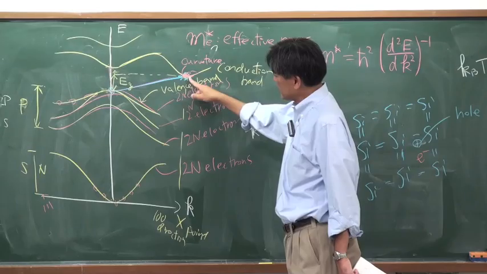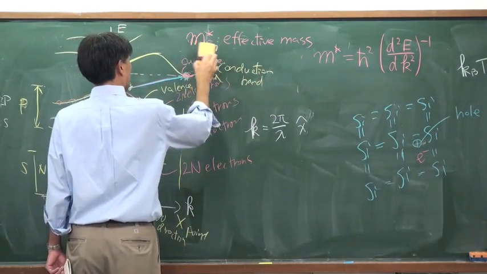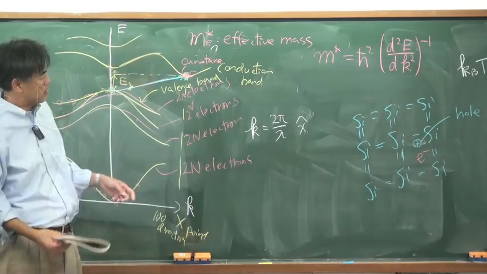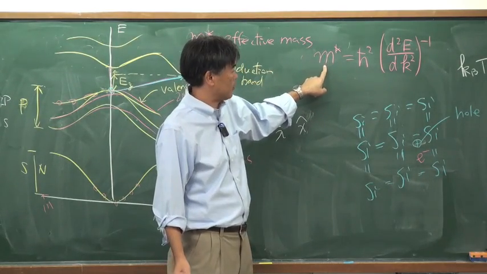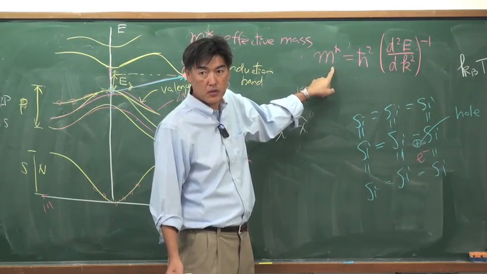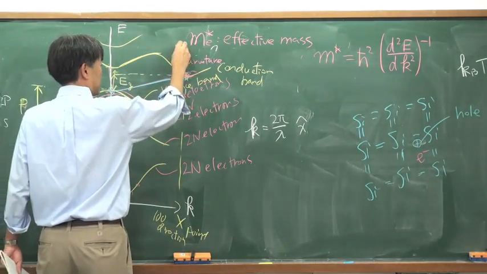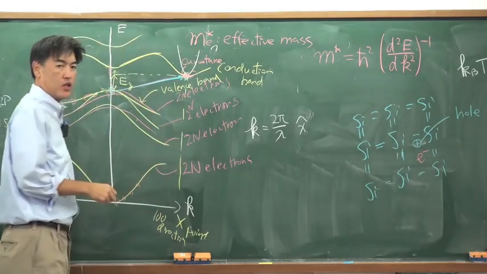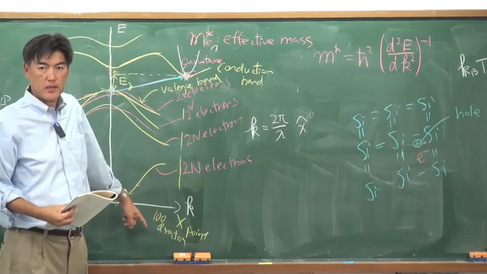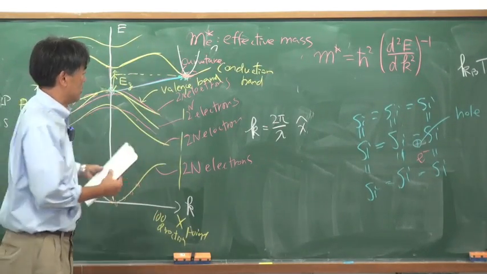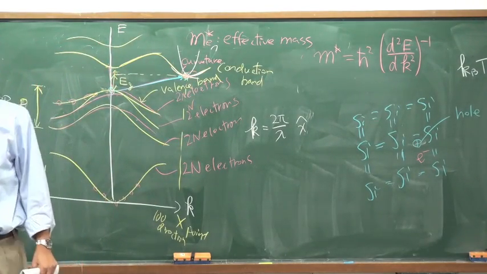So curvature, if this curvature is small or large, whichever way you want to say, if the curvature here is large, then effective mass is small because it's inversely proportional. So here, if the curvature is very sharp, large curvature, the larger the curvature, the smaller the effective mass because it's inversely proportional. This is small curvature. If it's smaller, then of course the effective mass is larger.